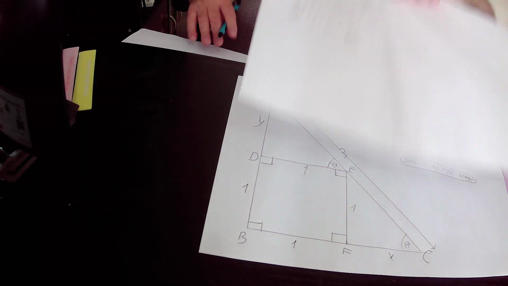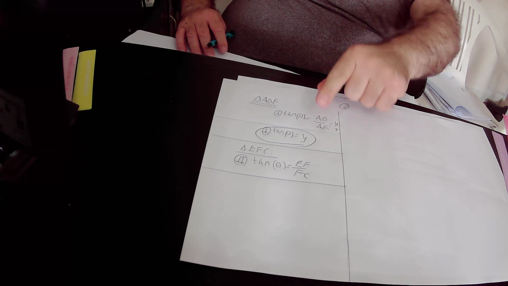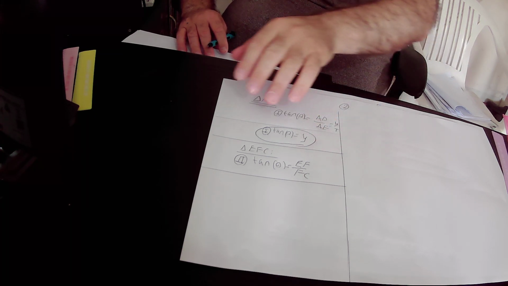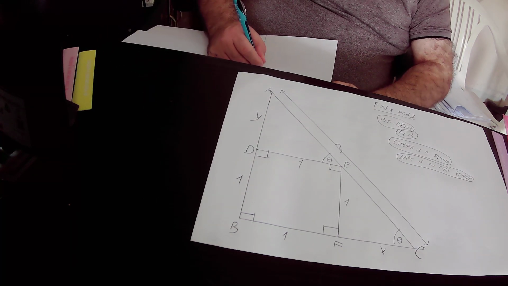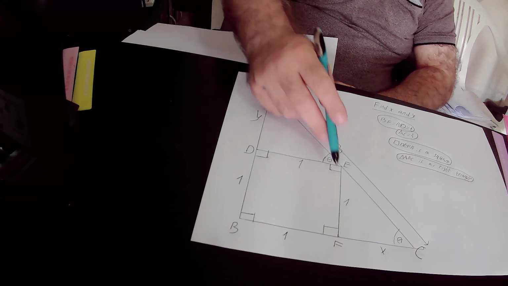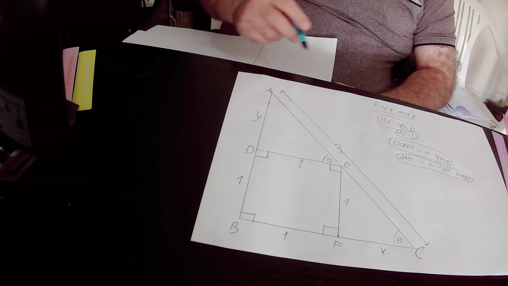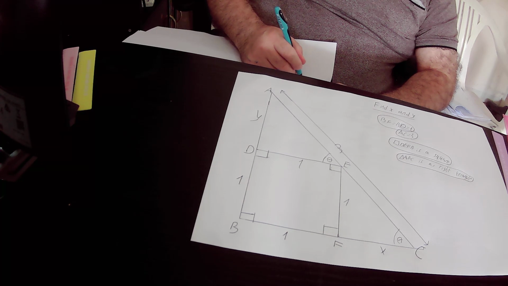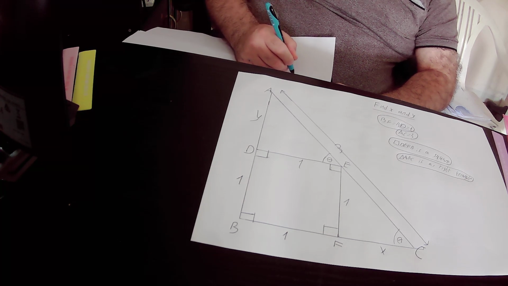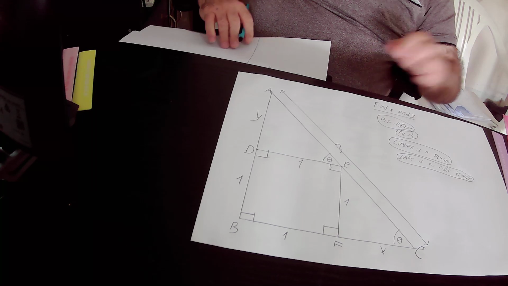I repeat again. In the right triangle FEC, we know that tangent theta equals EF over FC. But EF equals 1 because it is one side of square ABCD, and FC equals x according to what is given in the question. So in conclusion, according to equation number 2, in the right triangle EFC, tangent theta equals 1 over x.